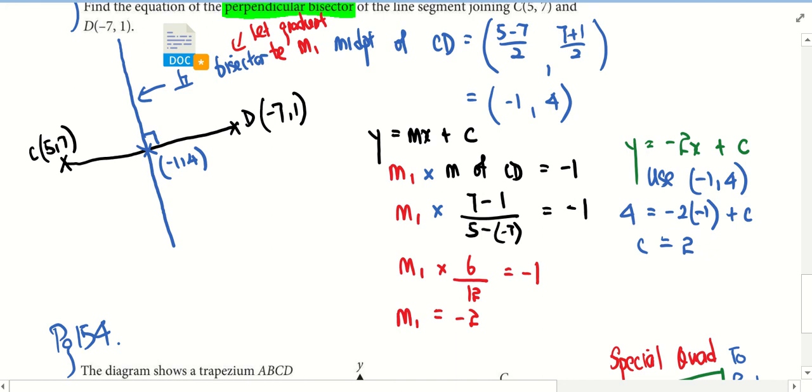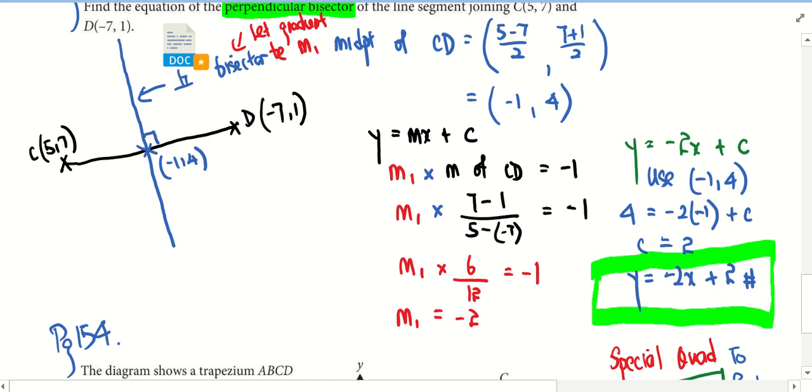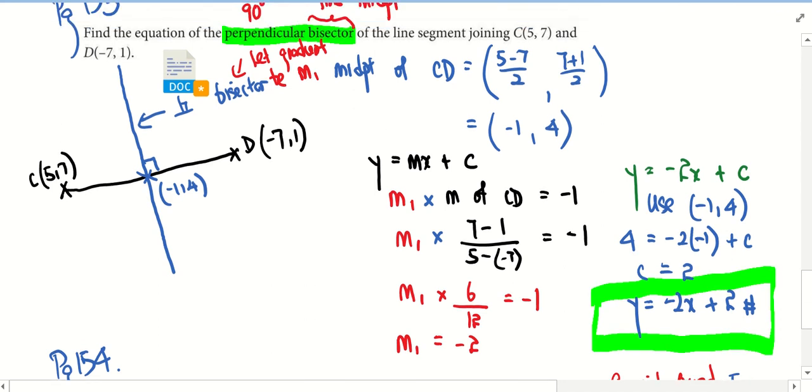Don't just leave your answer as c equals. Rewrite the whole thing again. And what you see over here, this is the equation of the perpendicular bisector.